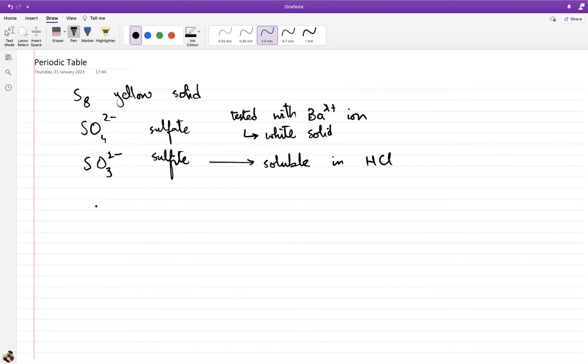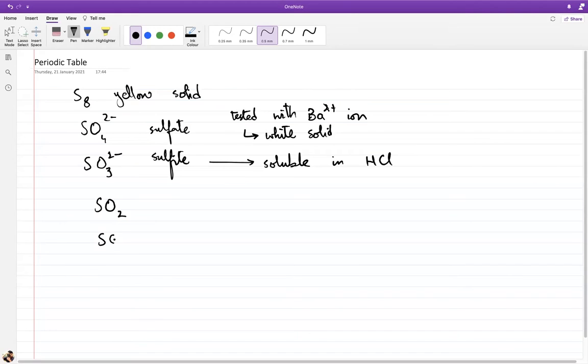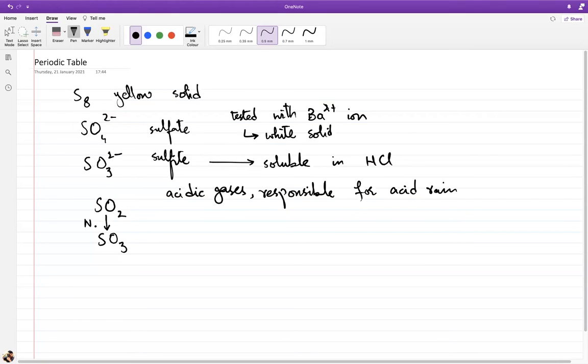Another thing you need to know about the sulfur family is SO2 and SO3. They're both acidic gases. Both are responsible for acid rain. And remember that sulfur dioxide converts to sulfur trioxide if you have nitrogen oxide there. So this is a catalyst. Sulfur dioxide converts to sulfur trioxide if you have NO2 as a catalyst. Again, this is an example of a catalyst that you don't need to remember, but you can if you want to. It's not exactly required in your syllabus.